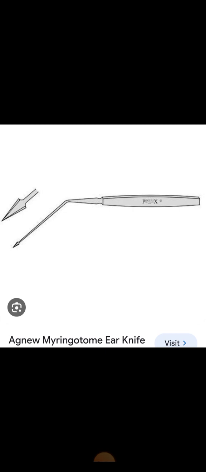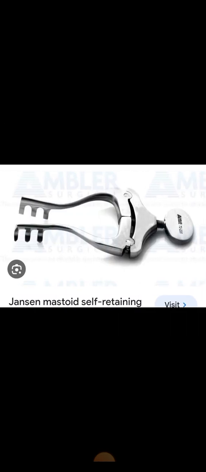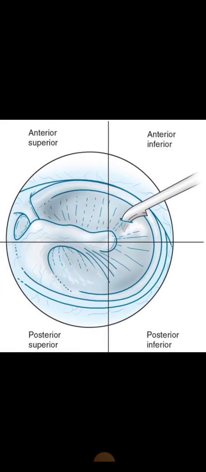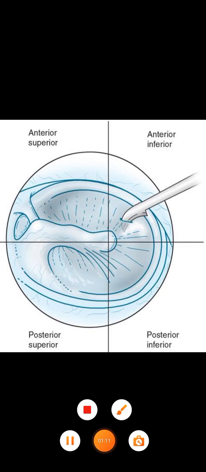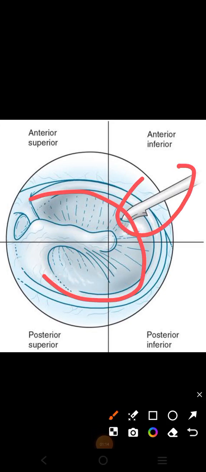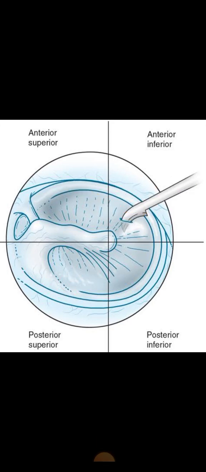If there is any suppuration in the middle ear and we want to drain it, we give an incision in the tympanic membrane and drain that suppuration. One example of myringotomy is in the case of suppurative otitis media. Here it is shown that this is the Myringotome, and this is the tympanic membrane, and we are giving an incision in the anterior inferior quadrant. There are two types of incisions that we can give in the tympanic membrane: one is a circumlinear incision and the other is a radial incision, but we are not discussing that here.